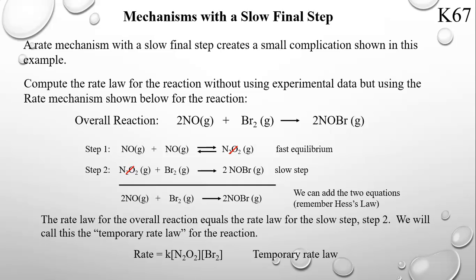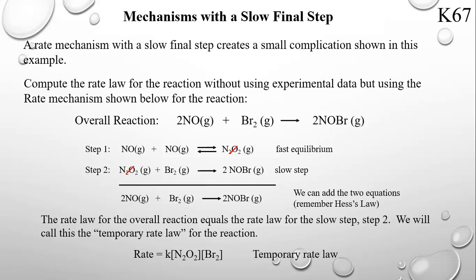So the rate law for the overall reaction equals the rate law for the slow step. And the slow step in this case is step 2. So what is the rate law of step 2? Well, let's look at it. It has N2O2. This is before we canceled it to add them. It has N2O2 and it has Br2. So the rate law is going to be k[N2O2] with an exponent of 1 because the coefficient in front of N2O2 is 1, times the concentration of Br2 also with an exponent of 1 because the coefficient in front of Br2 is 1. So again, we're looking at step 2, the slow step.